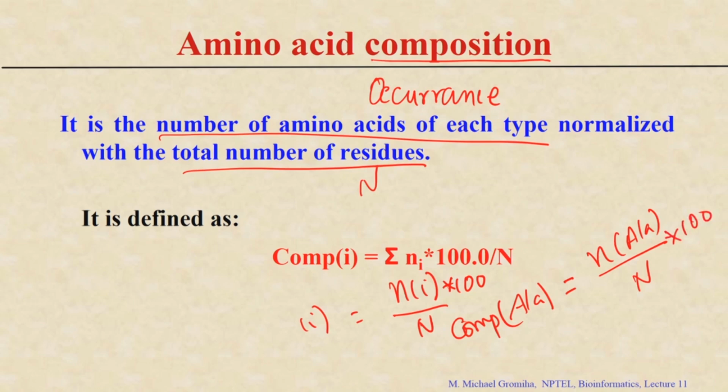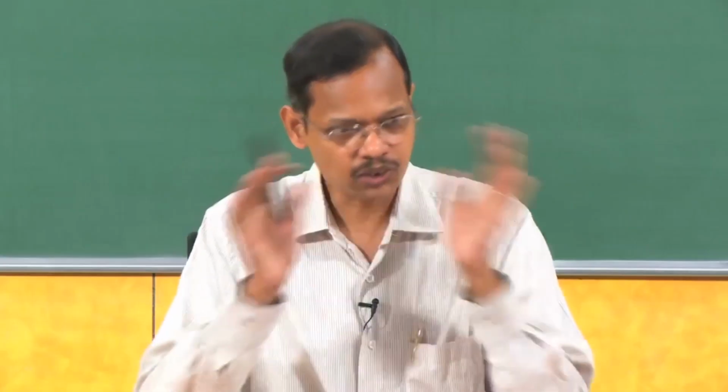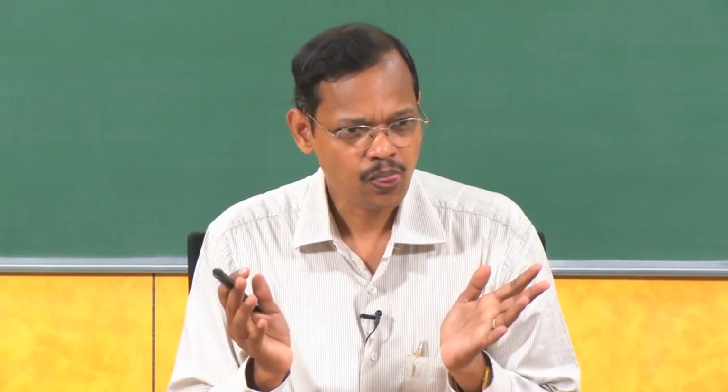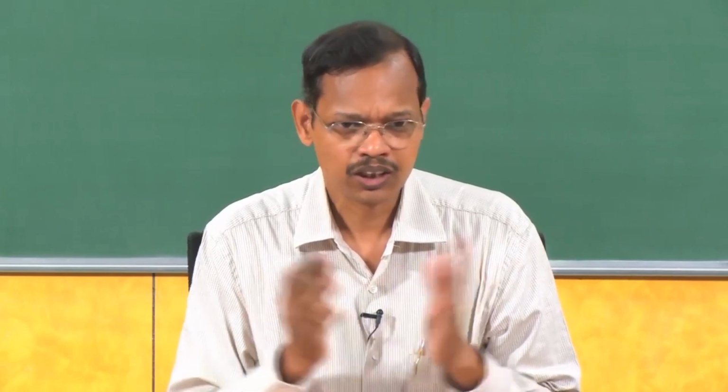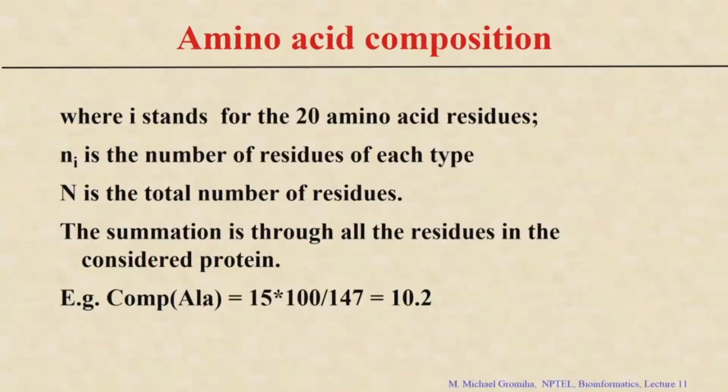Here I stands for the 20 different residues, for example alanine, aspartic acid and valine, so you will get a value for each of the 20 residues. n is the total number of residues which we use for normalizing the occurrence. If you take the total over all the residues, you will get 100 percent. So you can calculate the composition of alanine as 15 residues into 100 divided by 147, which is equal to 10.2.